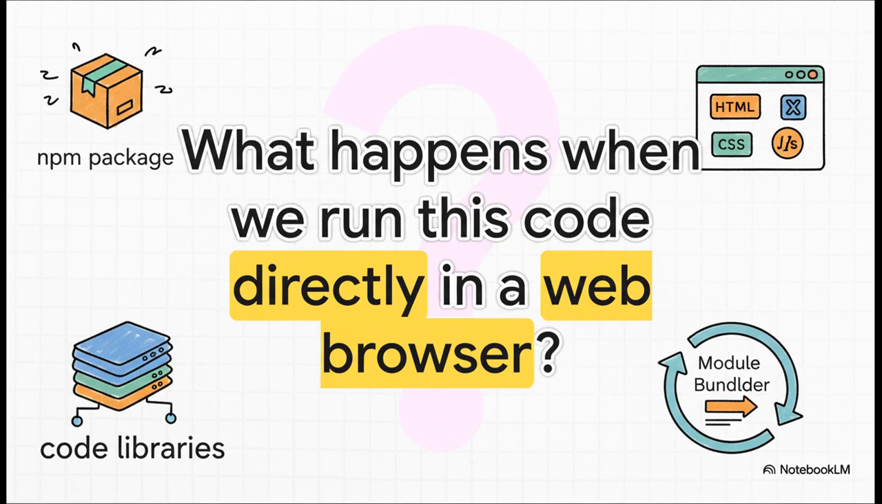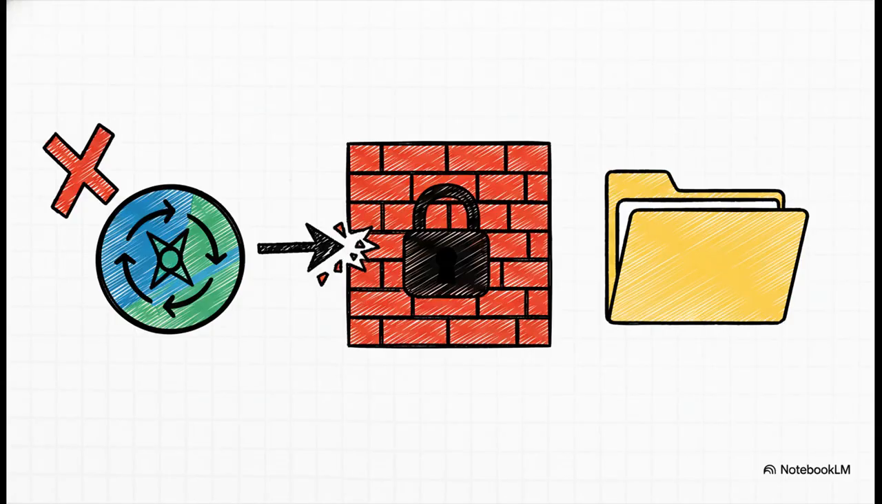Okay, but this brings us to the next common hurdle, a real checkpoint on the developer roadmap. We've got these beautiful, clean import statements in our code. So what happens when we just open our HTML file in a web browser? Does it just work? Nope. You're almost certainly going to see an error. And the reason is actually pretty important.